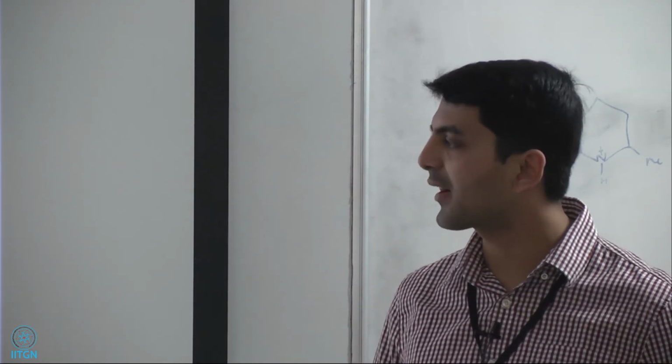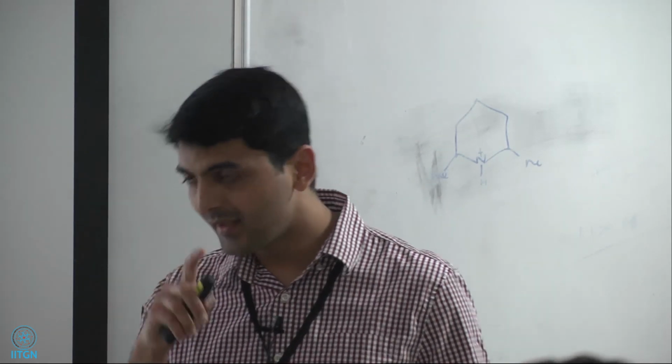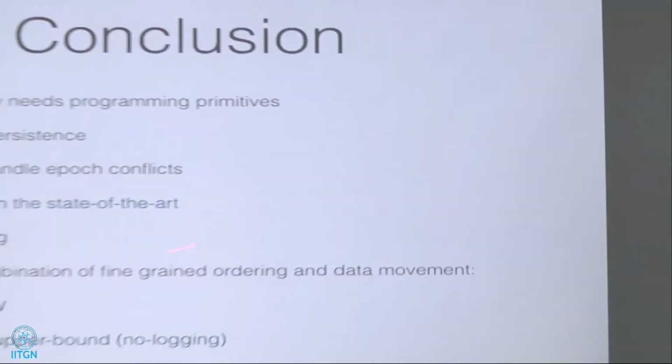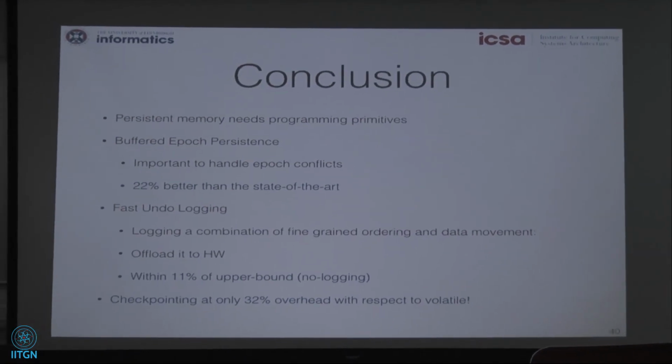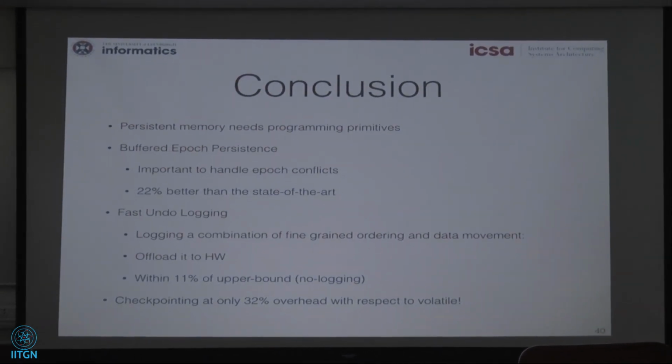art. When we looked at atomic durability, we identified that atomic durability based on undo log is essentially a combination of data movement and fast and fine-grained dependencies between log and data writes to persistent memory. And we show that we can easily offload it to hardware by doing minor modifications to the cache hierarchy and more specifically to the memory controller. And by doing so, we can achieve performance which is within 11% of the optimal design. And finally, we saw that if you want to checkpoint applications, we can combine these two primitives and we can guarantee checkpointing of applications with a low 32% overhead.